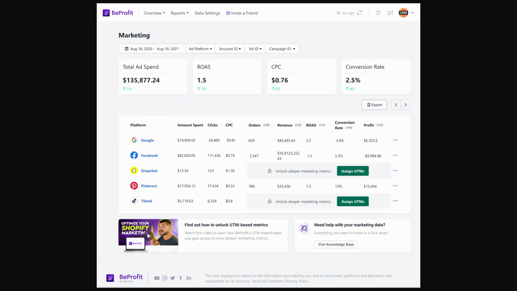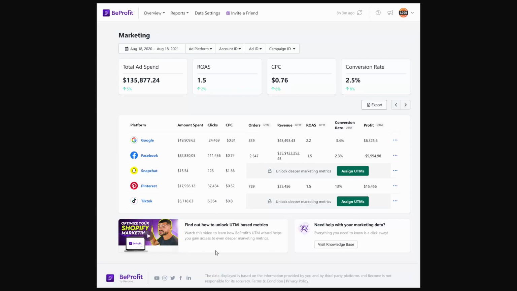We could drill down further into the marketing section. We see, of course, our total ad spend and our ROAS, return on ad spend, our cost per click, our overall conversion rate, and we have individual platform data as well. So this is really powerful. At a glance, you could say, okay, which ad network is performing best for me? Am I getting the best return from Facebook, or am I getting it from TikTok? Where am I getting my most orders? Right? Where am I getting my cheapest cost per click, my highest conversion rate? We're able to see all of this.